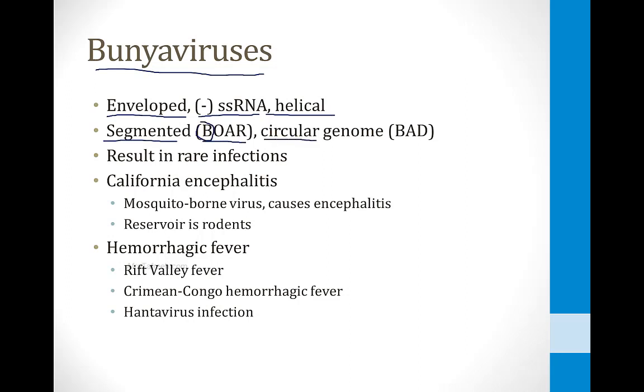They also have a circular genome. Remember, there are three families of RNA viruses with a circular genome. It goes by the mnemonic BAD, and the B stands for the bunyaviruses. The bunyaviruses are relatively rare causes of infection.